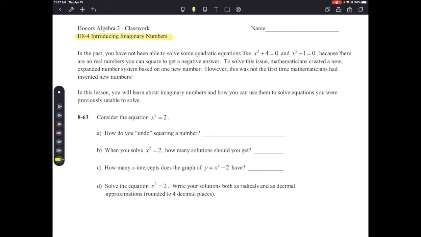In the past, you have not been able to solve some quadratic equations like x squared plus 4 equals 0 and x squared plus 1 equals 0 because there are no real numbers you can square to get a negative answer. To solve this issue, mathematicians created a new expanded number system based on one new number.